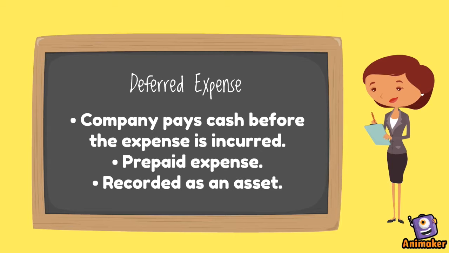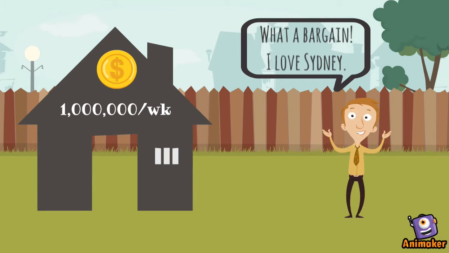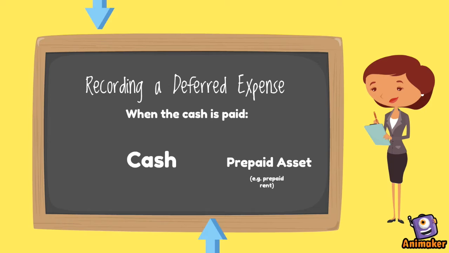Deferred expense is when the company pays cash before the expense is incurred. It is also referred to as a prepaid expense and is recorded as an asset. For example, rent. You pay rent for a certain period in advance and are then able to occupy the house or apartment. Let's take a look at how to record a deferred expense.